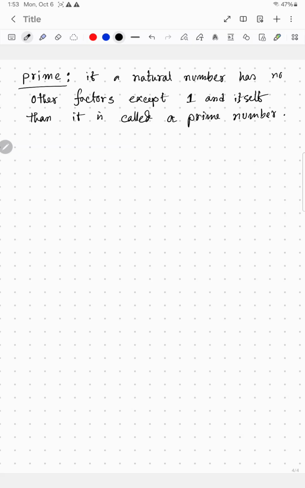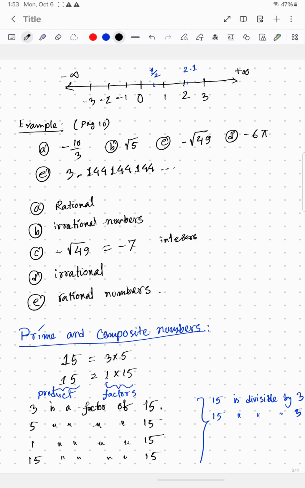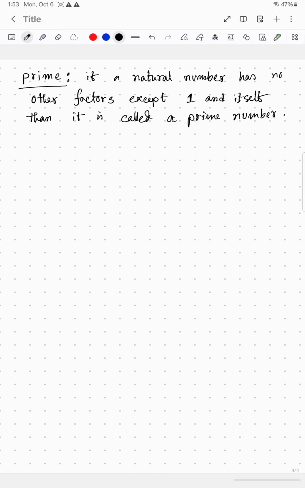Okay, now my question to you guys is, is 15 a prime number? Okay, we can clearly see 1 is a factor. 1 is a factor of any number, right? And 15 itself is a factor of 15, right? So any number has 2 factors: the number itself, and the number 1. Okay, so any number has these 2 factors. If it doesn't have any other factor, then we call it a prime number.